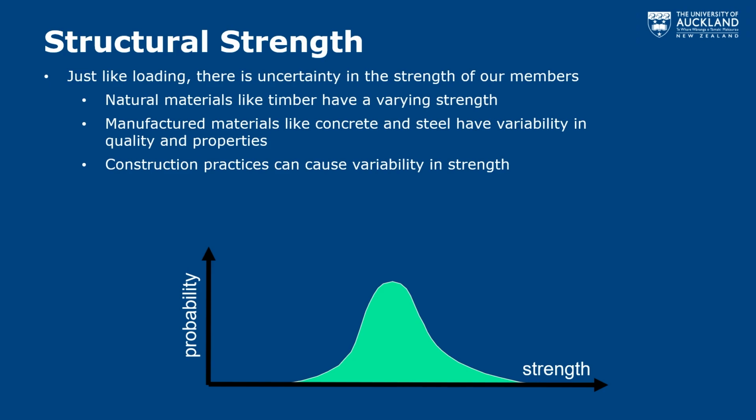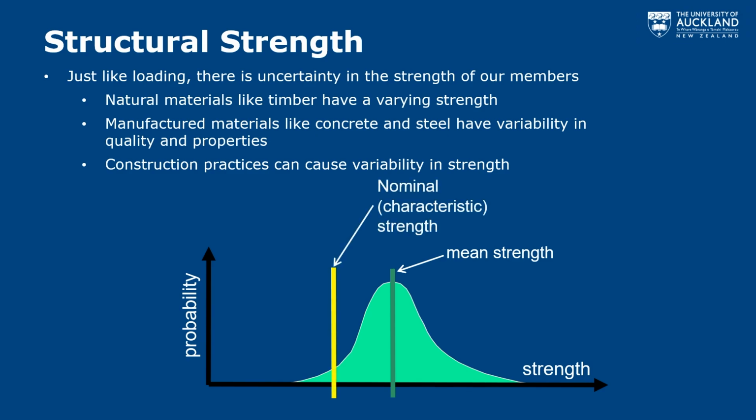And, as we discussed with the loads, one way to think about it is we could just choose our probable strength, our mean strength. And when we assess a building, this is what we do. But for design of new buildings, we prefer to be conservative. So what we do is we take what we call the nominal strength, or the characteristic strength, which again is this 5% lower bound.